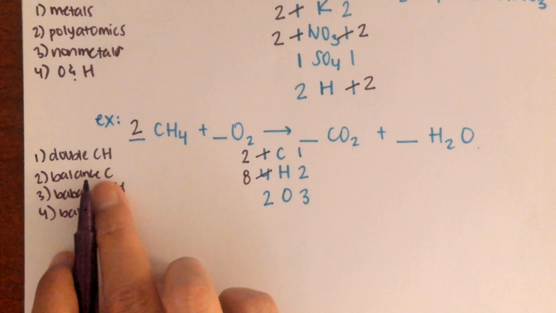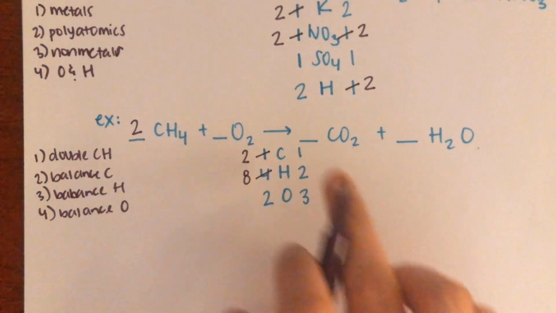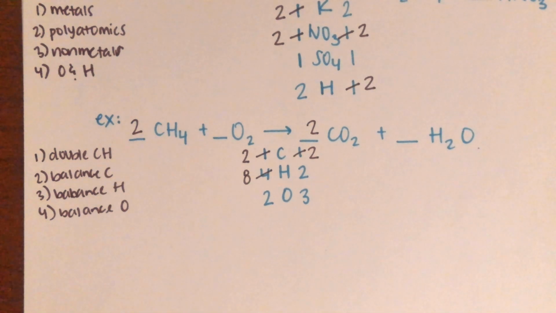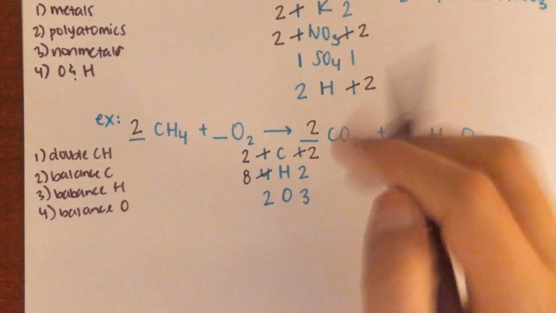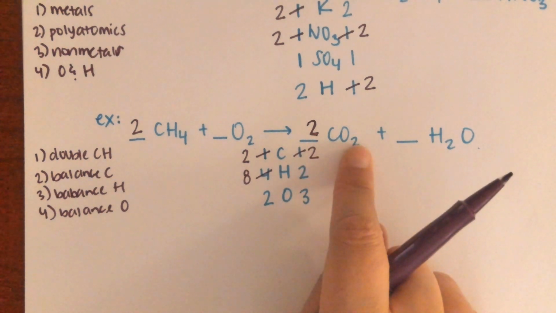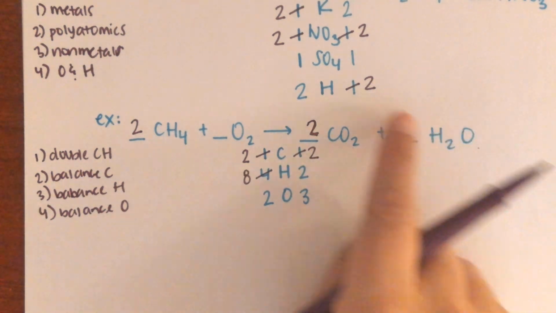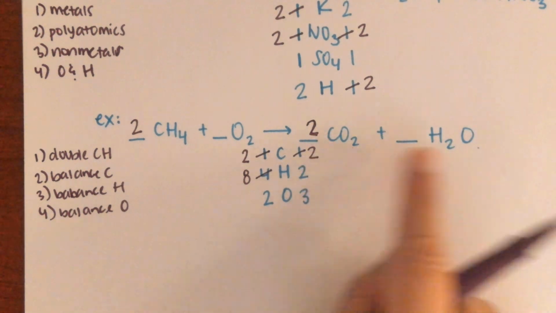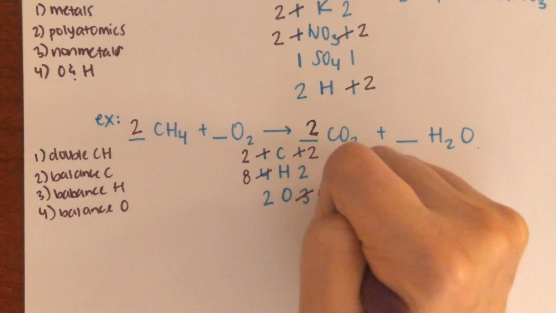Balancing my carbon, I'm going to put a 2 in front of CO2 to make that happy. But then again, it affects the entire side. So now that I put a 2 here, it affects the oxygen. Now don't forget about this oxygen. We need to recount the entire side. So we have 2 times 2 is 4, plus 1 is 5.